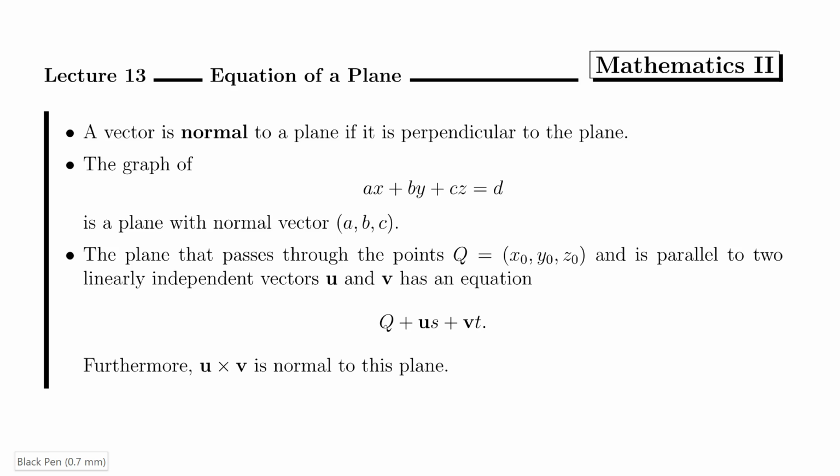In this lecture, we are going to focus on an equation of a plane, in particular a three-dimensional plane. Well, one way we can describe a plane, one way we can visualize a plane, is by what we call a normal vector. A normal vector to a plane is a vector that is perpendicular to the plane. Now, let's actually visualize that.